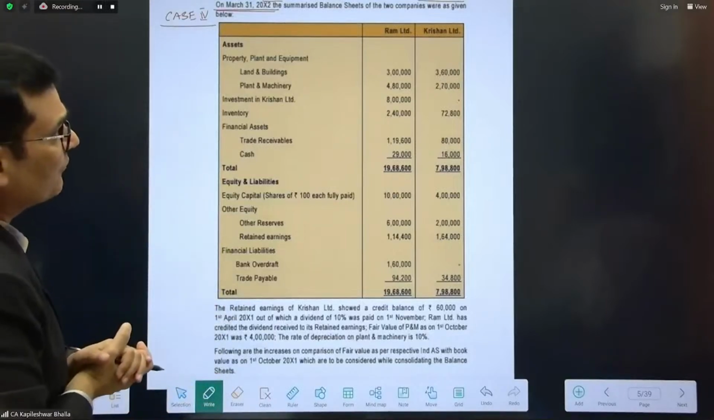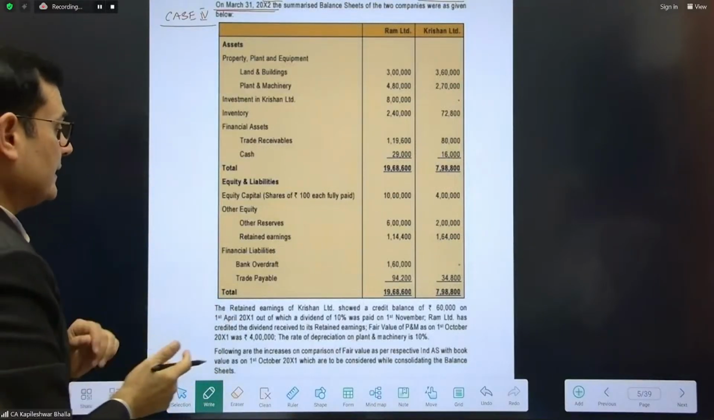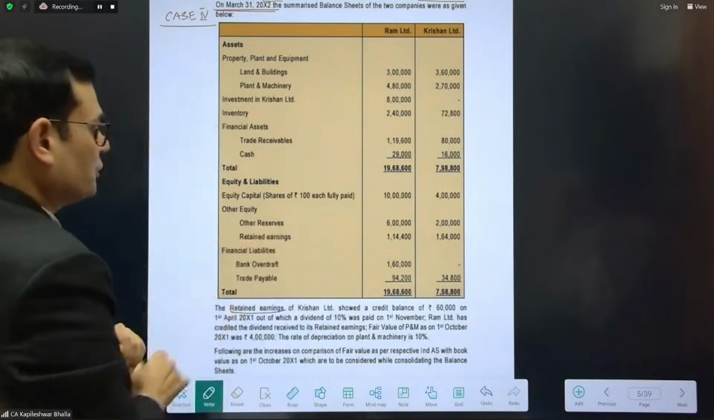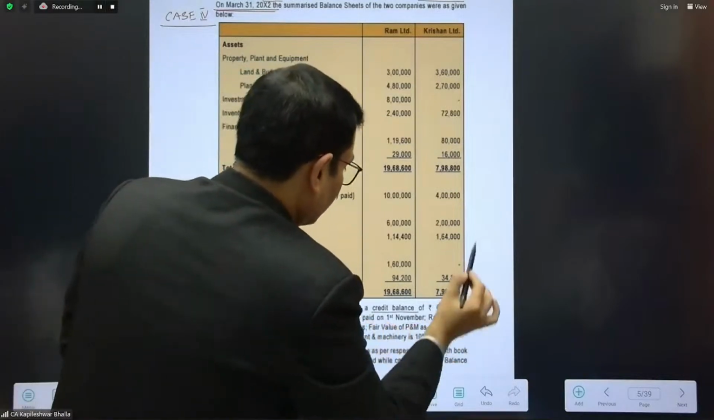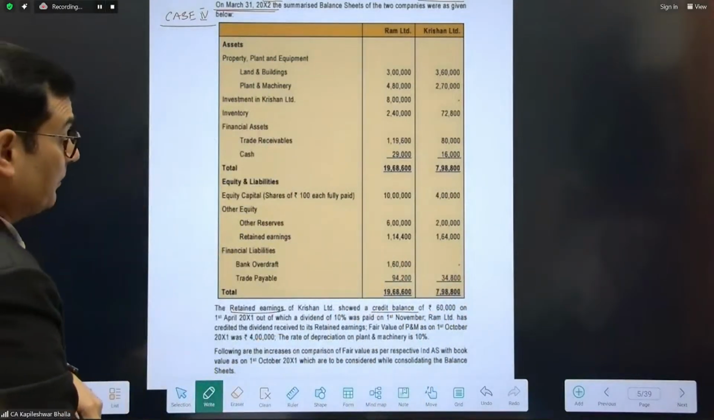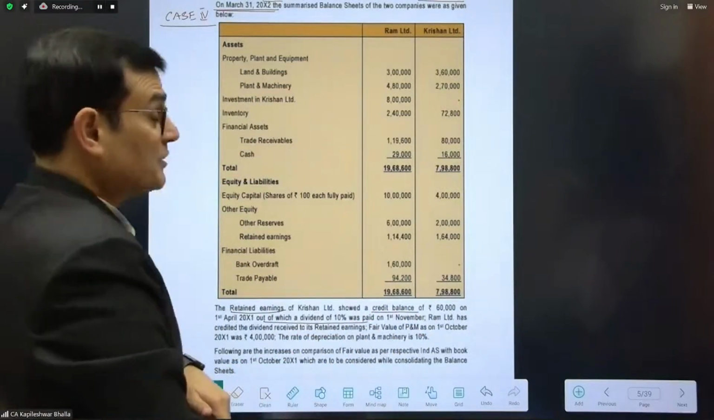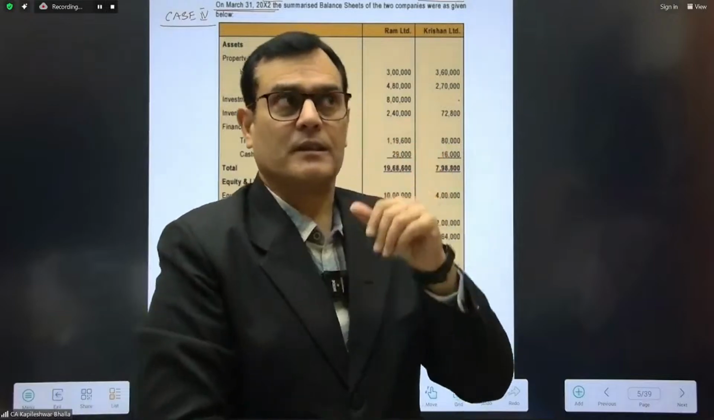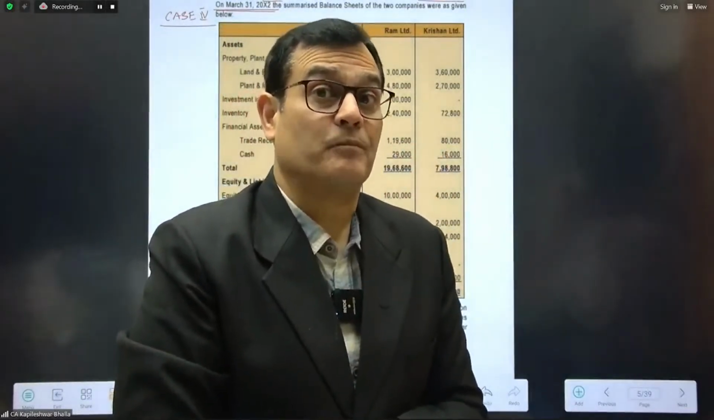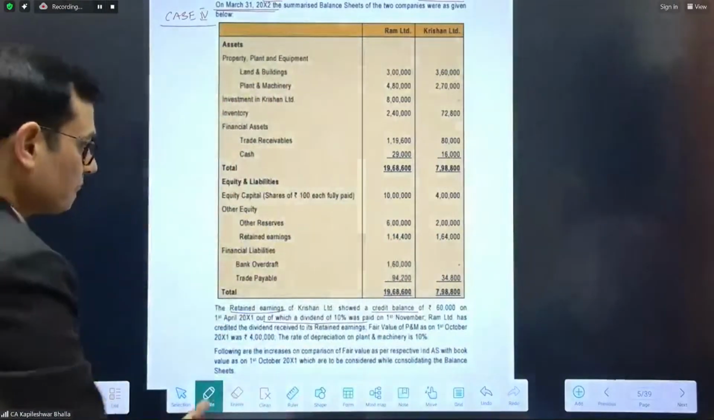So we're given the balance sheet of Ram and Krishan, and then it says retained earnings of Krishan shows a credit balance of 60,000 on 1st April, out of which a dividend of 10% is paid. The moment I read about dividend, my mind starts working on dividends. I need a net assets before dividends and a net assets after dividend. For goodwill, I need a net assets before dividend. For NCI, I need a net assets after dividends.